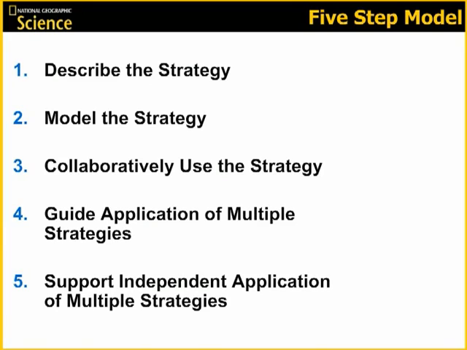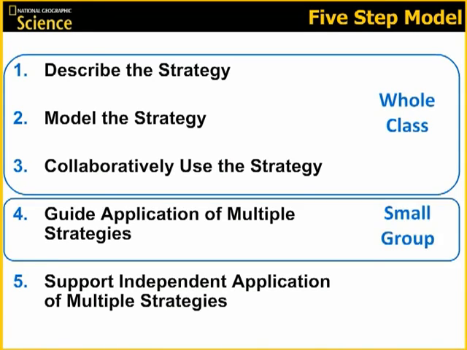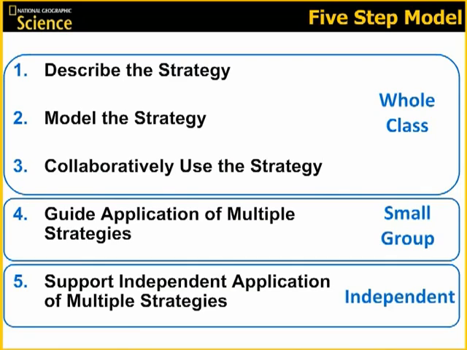As I mentioned, the 5-step model is a gradual release model. The first 3 steps are meant to be delivered in a whole group setting. Step 4 is meant to be small group instruction using the Become an Expert books. And Step 5 is meant for independent practice using the Explore on Your Own books.